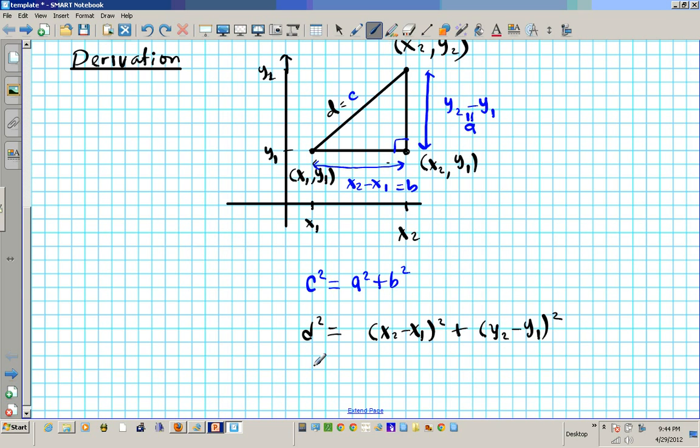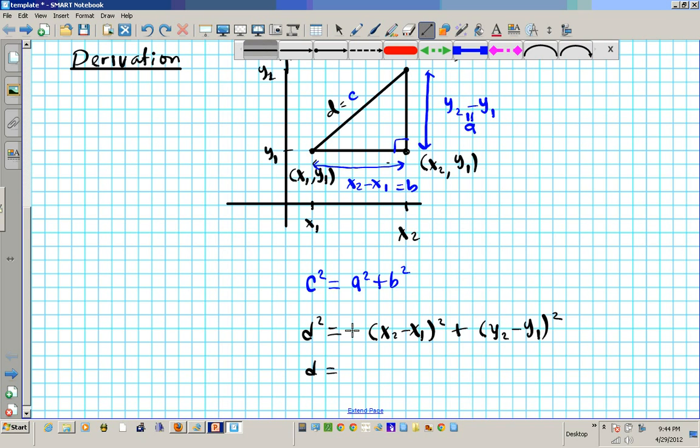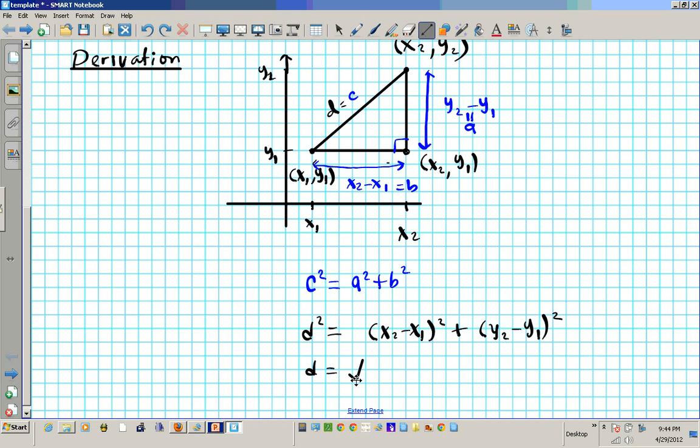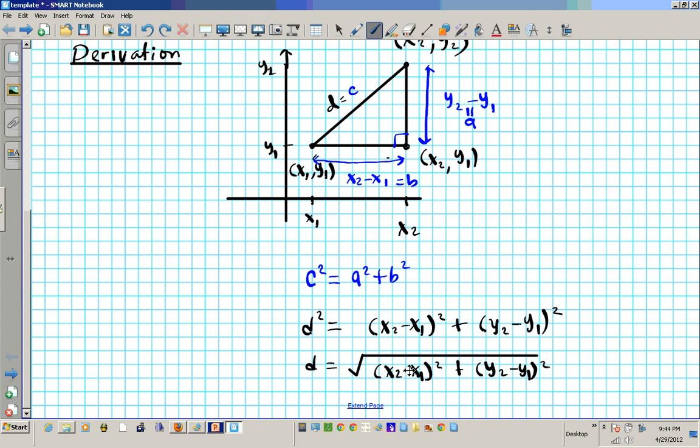So to get d by itself, to finish this up and get our formula, we're simply going to square root both sides. So the square root of this whole expression we have on the right side, which is x2 minus x1 squared plus y2 minus y1 squared. So this is where the formula came from. This formula is just a version of the Pythagorean theorem. Okay?